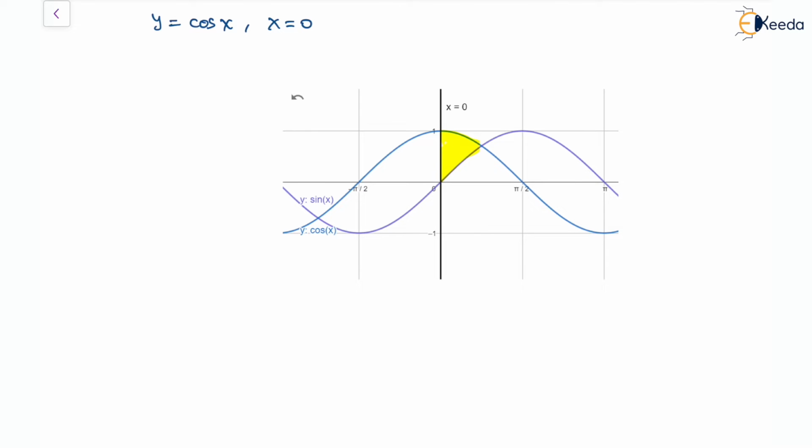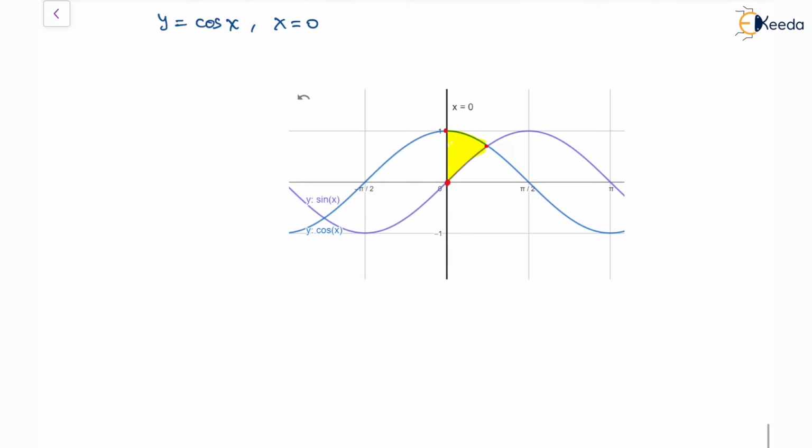And now we can look for the points of intersection. One of the points is this one, the other one is this, and the third one is this. With the condition of x equal to 0, the purple curve, that is y equal to sin x, for x equal to 0, y becomes sin 0, which is 0. So this point is actually (0, 0). The other one is the intersection of x equal to 0 and y equal to cos x. For x equal to 0, cos 0 will be 1. So this becomes (0, 1).